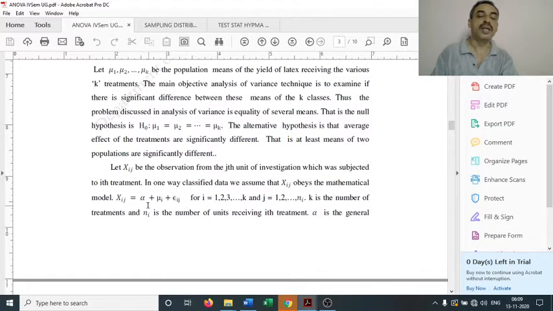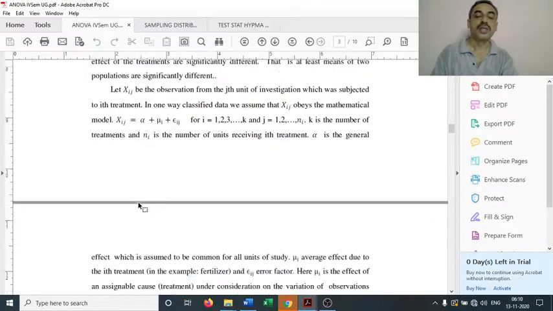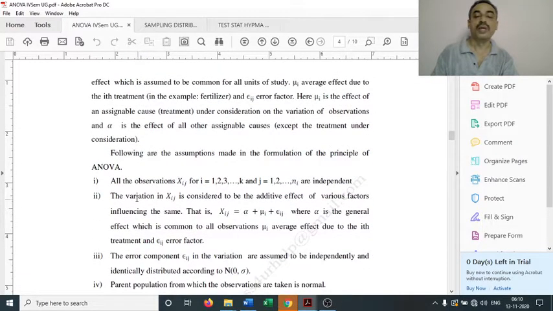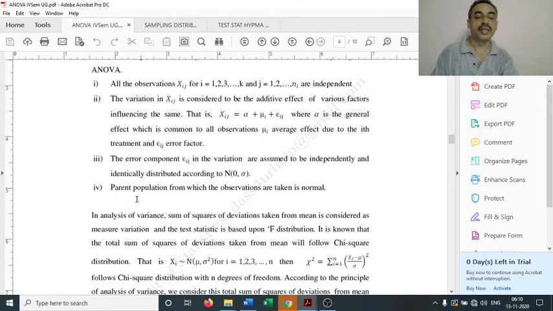So I repeat here, alpha is the common effect, or the total effect of all the factors which are listable or unlistable, mu_i is the average influence of the factor of our study, and e_ij is the error factor. The totality of all these three factors is supposed to be the value of these observations. Now we have different steps for this analysis of variance.